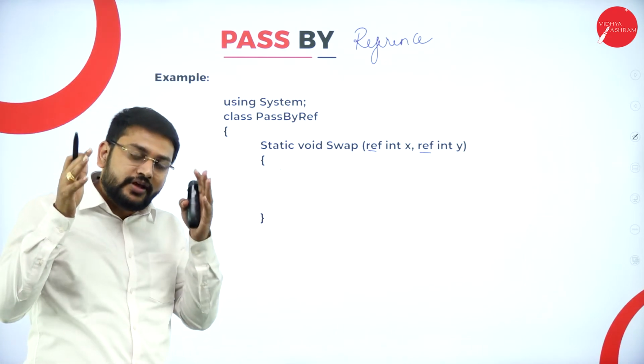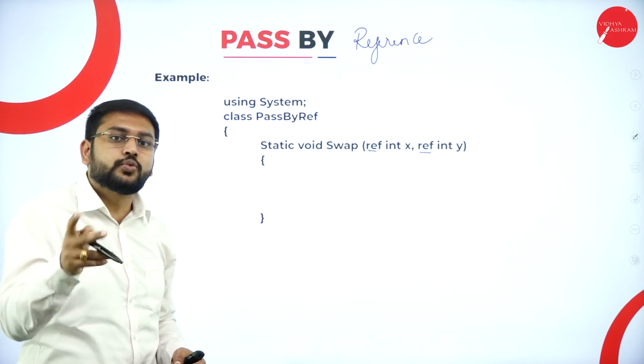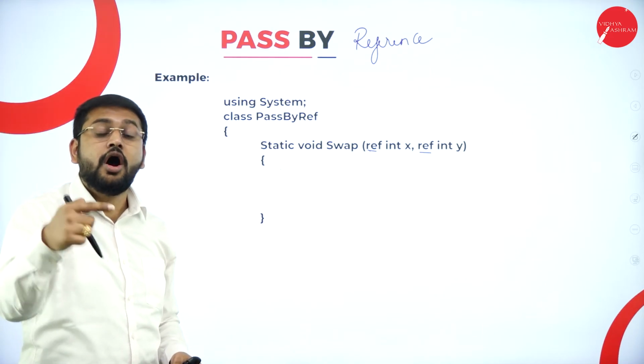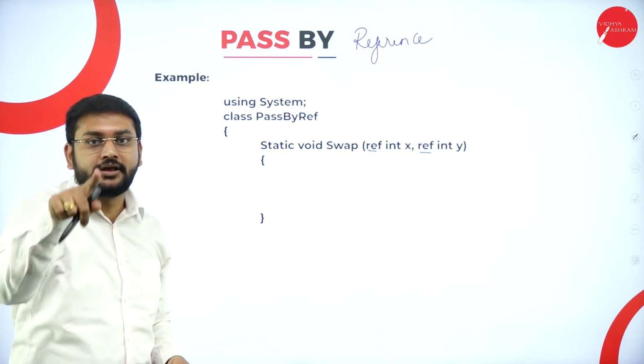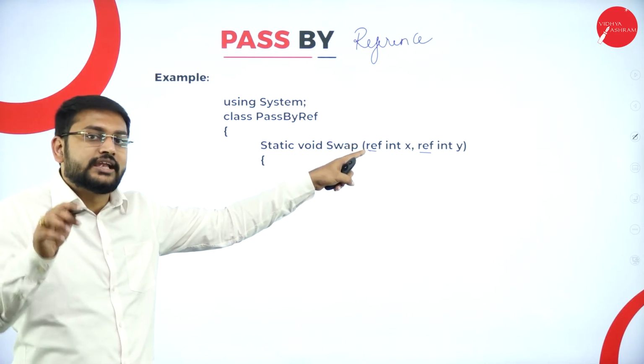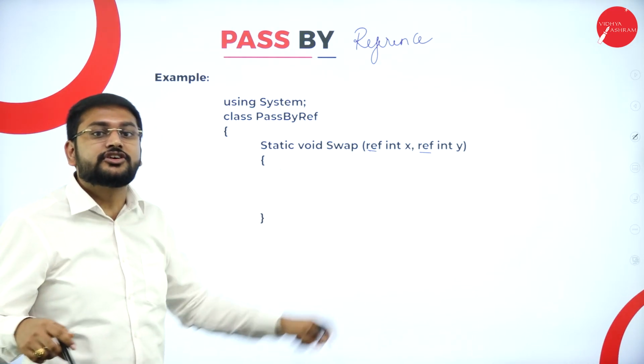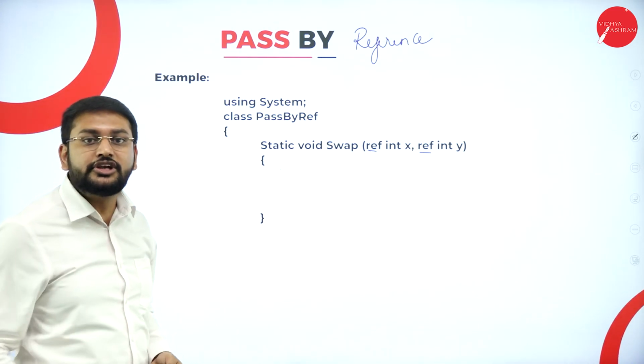Whenever you have any method, you will have parameters. You can pass two things: one is the reference of the parameter, or the value in the parameter. That is what you need to remember. Whenever I have this reference keyword, you need to understand that I'm not passing the value. Instead, I'm passing the reference of that parameter. That's what you need to remember here.